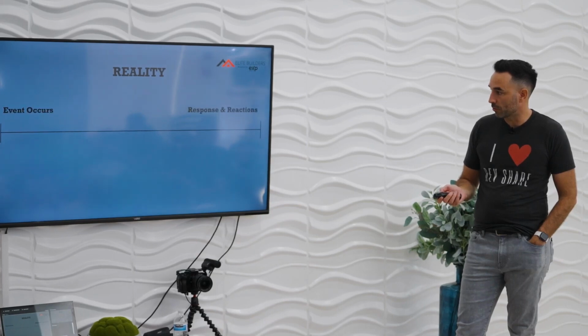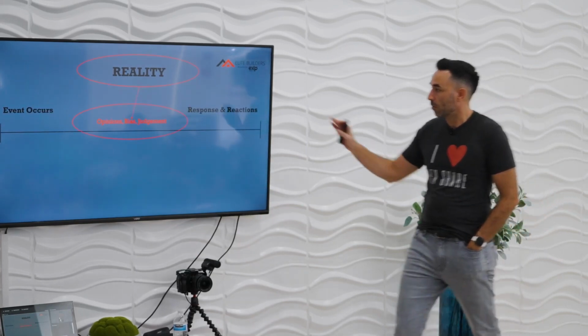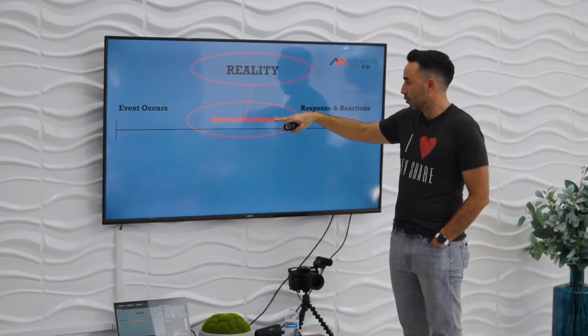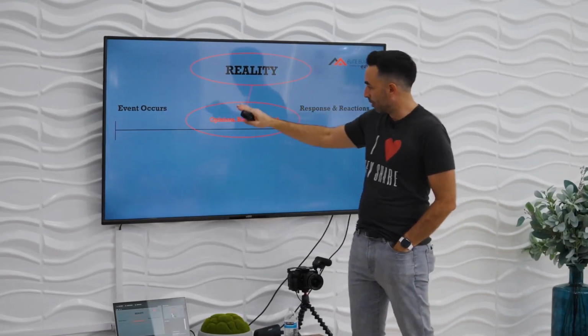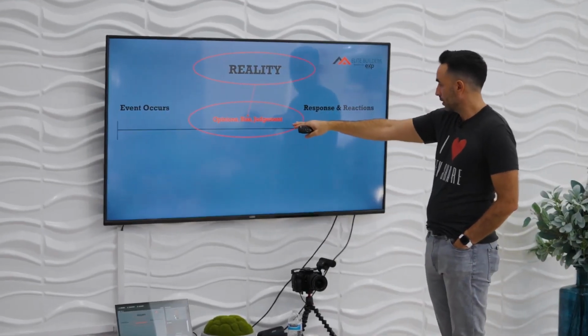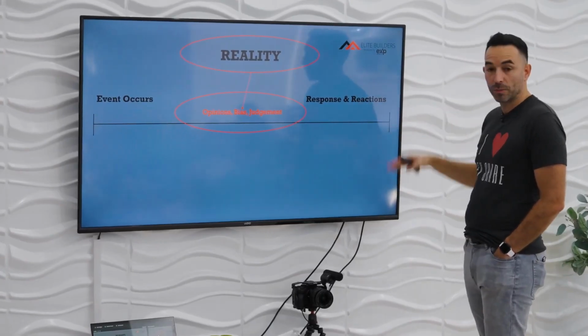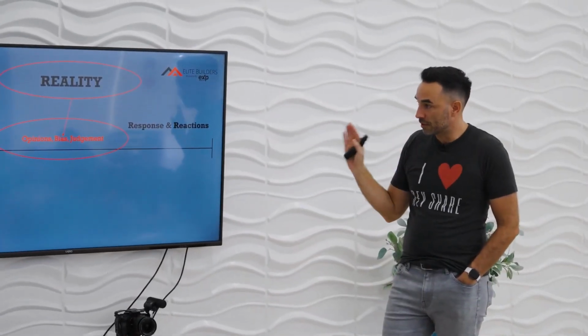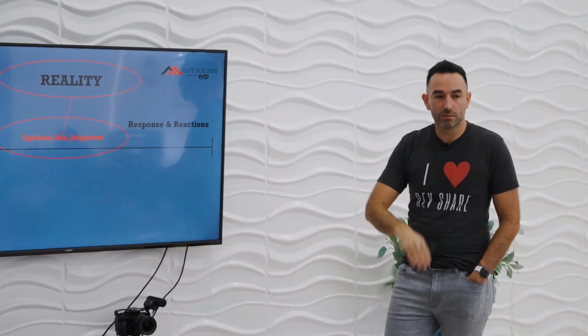Events occur, then my response or my reaction, but there's a step in between. The step in between is my opinions or my judgment. So something takes place, I have an opinion or a judgment about what's happening, then I have a response or a reaction. Okay? So if this is accurate, let's play this out.